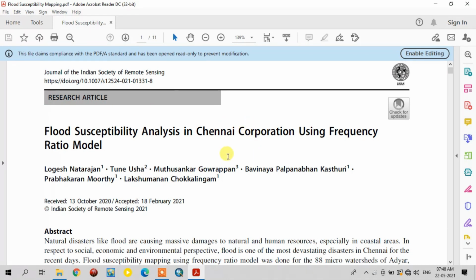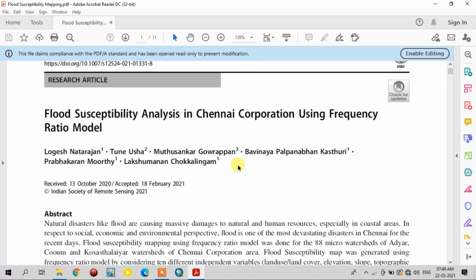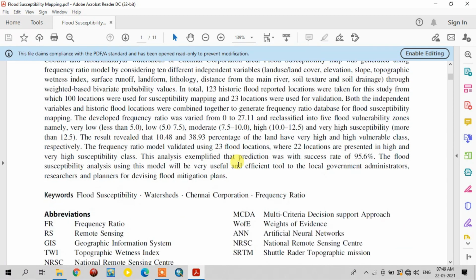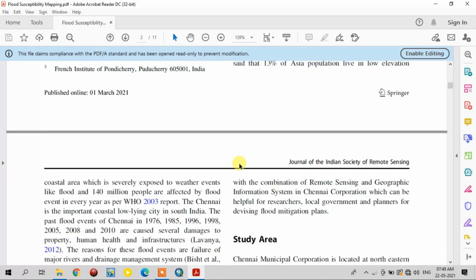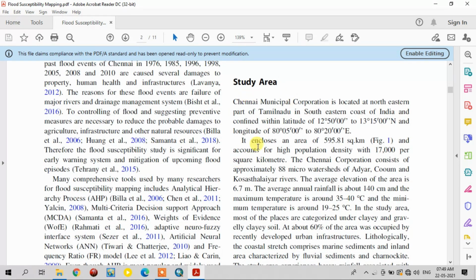In this paper we are going to see the flood susceptibility zones, that is, flood risk zones or flood prone areas. For this study we have selected one study area, Chennai Municipal Corporation. It is located in the northeastern part of Tamil Nadu.